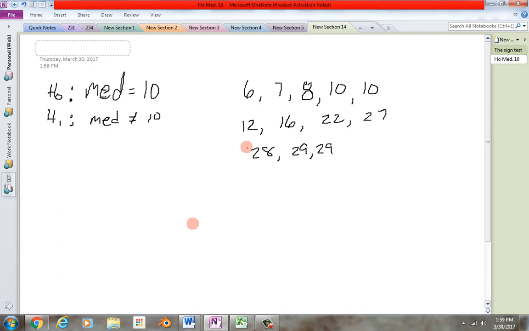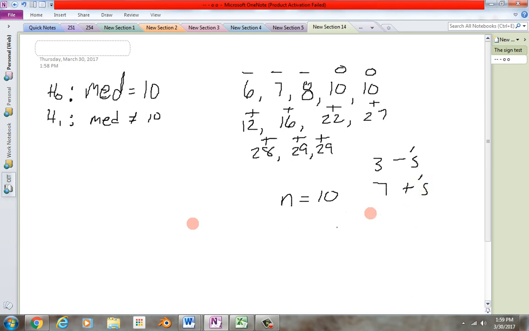Cool, whatever. And so if we go and put signs on, these are less than 10, so I'm going to give them negatives. These guys are 10, so they get zeros, and they won't count anymore. And so our n this time is 1, 2, 3, 4, 5, 6, 7, 8, 9, 10. Our n is 10. We did not include the zeros. Okay? And we had 3 negatives, and we had 1, 2, 3, 4, 5, 6, 7 positives. And so 3 is my test statistic.